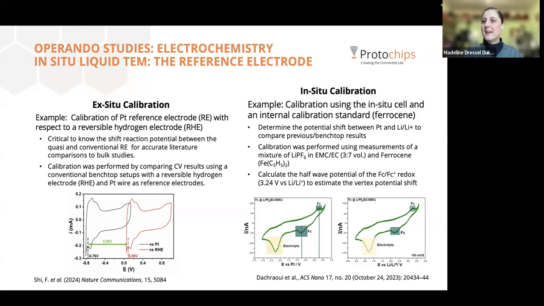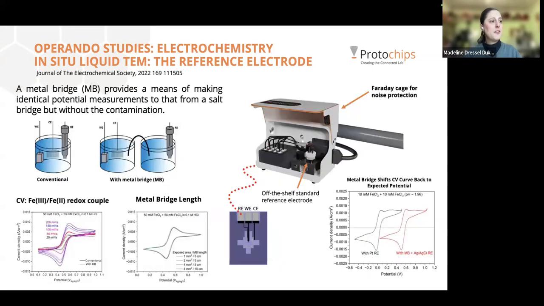This is, again, extra steps. It's kind of cumbersome. You have to make sure everything is calibrated correctly. The other option, and we worked very closely with Rob Kelly at University of Virginia, who does a lot of corrosion studies, to integrate a different method of using standard reference electrodes for in situ. So you can use what's known as a metal bridge.